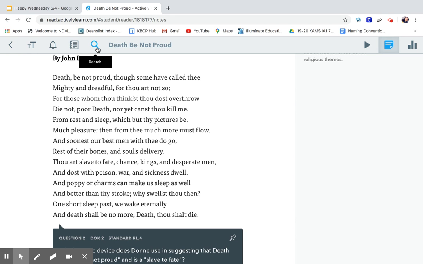And you can use this tool up here if there were words that you didn't understand, to find out what the words mean. So it's really cool. So let's look at this poem. Death be not proud. So death is not something that's proud, something that you want, even though people have called thee. When they're saying call thee, meaning you may not want death to come, but death is going to come. So the people that call thee are the people that die.